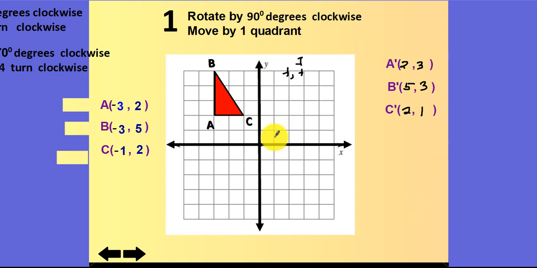So your A prime is at 2, 3. So 1, 2, 1, 2, 3. So this will be your A prime. B prime is 5, 3. 1, 2, 3, 4, 5. 1, 2, 3. Then your C prime will be 2, 1. 1, 2. Then 1. Alright, so this will be the rotated image.